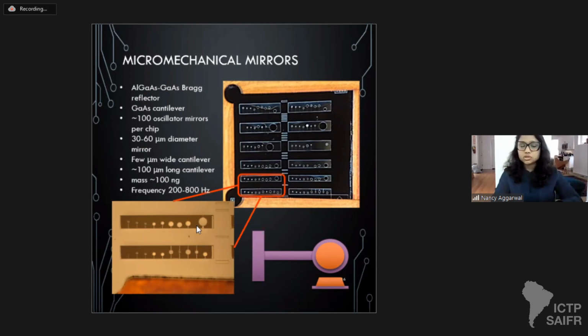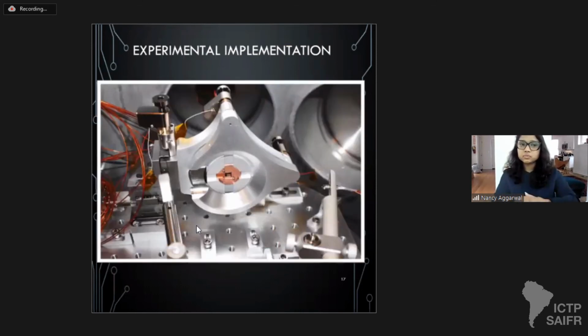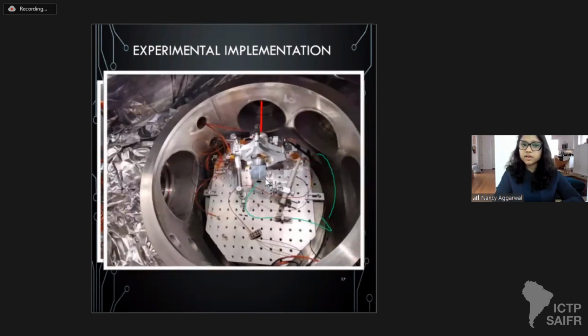kilohertz. So we have these chips, and we put them in this mount that holds the chip, and then we put it in the vacuum chamber with this mirror mount, and then we create a cavity with this chip by putting a fiber mirror in front of this chip, and that creates a small cavity between one cantilever and another curved mirror, and the light is brought into the vacuum chamber by a fiber and then exits in free space over here where you can measure squeezing.